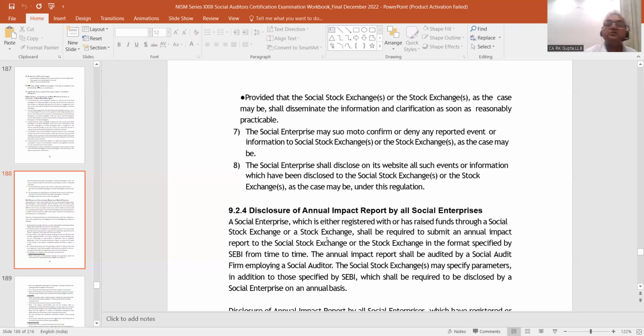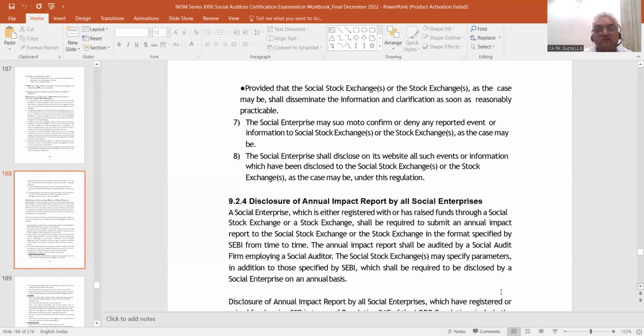So those entities who are either registered or have raised funds through the social stock exchange shall be required to submit an annual impact report to the social stock exchange or the stock exchange in the format specified by SEBI from time to time. The annual impact report shall be audited by a social audit firm employing a social auditor. Then the social stock exchange may specify parameters in addition to those specified by SEBI, which shall be required to be disclosed by a social enterprise on an annual basis.